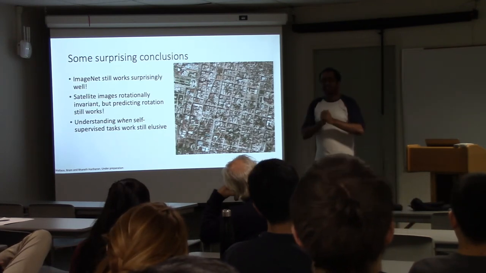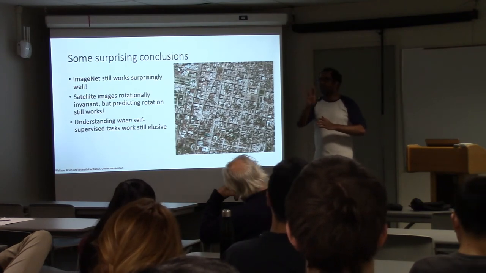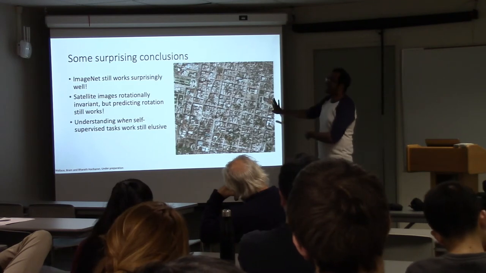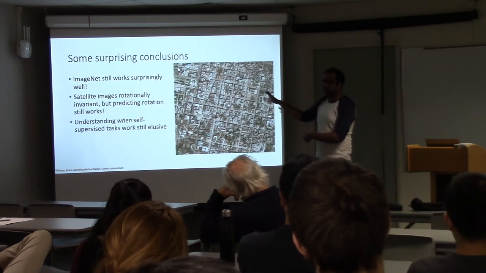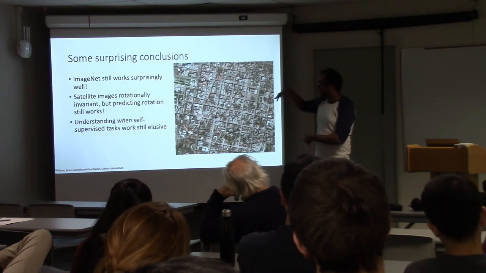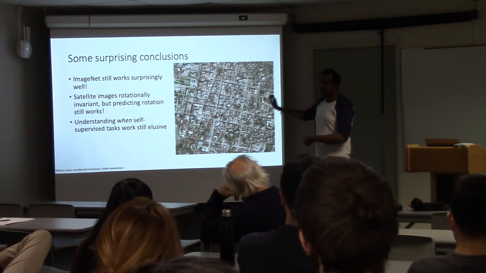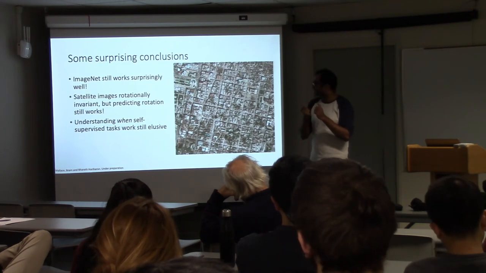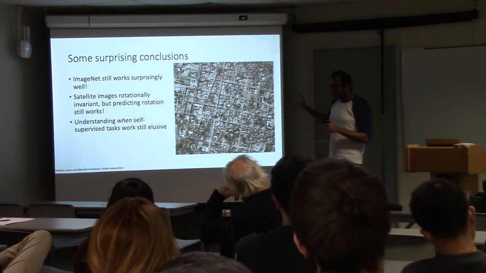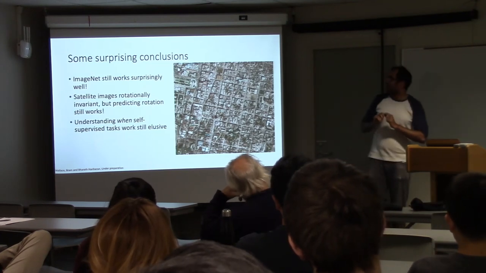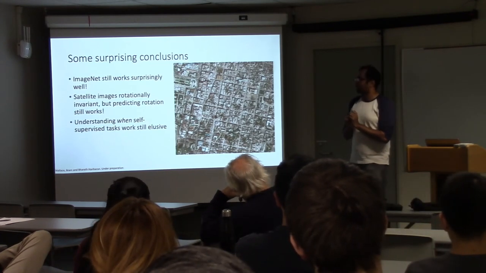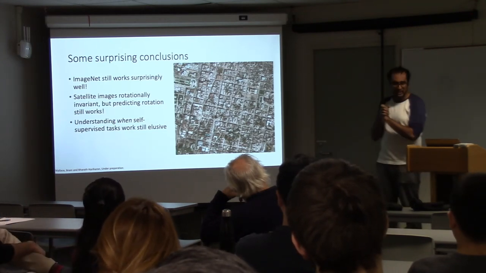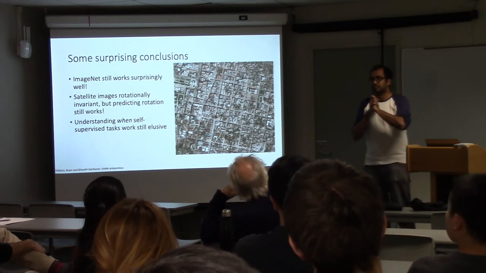Also, this task that I proposed, figuring out whether an image is rotated or not. Even though satellite images are rotationally invariant, because there's no canonical up direction when you're looking at a satellite photograph, even so, using this kind of rotation does seem to learn some useful features. So it's still unclear, even based on our experiments, when self-supervised tasks work and when they don't, or when these kinds of transfer work and when they don't. What does predicting rotation mean?